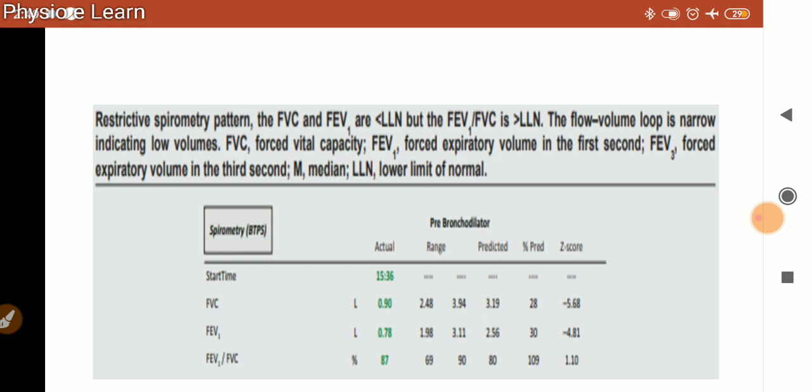Had it been a mixed report, that is mixed obstructive and restrictive, then if you remember, the mnemonic is 80, 80 and 70%. So this FEV1 by FVC ratio should have been less than 70% for it to be called a mixed pattern.